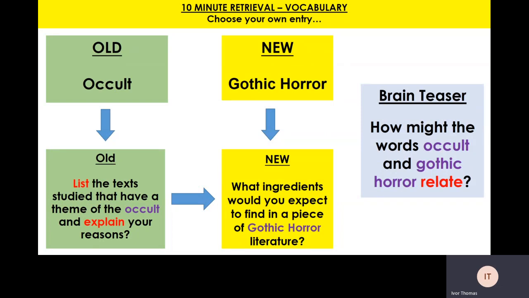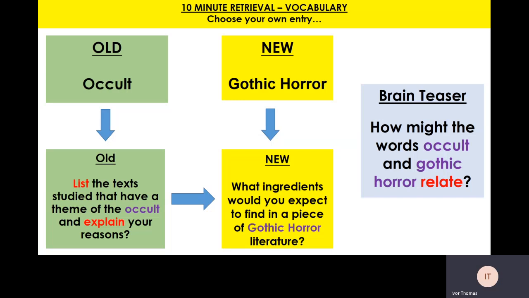We have a list for you to make today as part of your new work on the Gothic horror genre, which means a type of literature that existed in the 18th and 19th century that involved certain themes, and I'd like you to list those themes today. Firstly, do you remember what occult means? Occult?